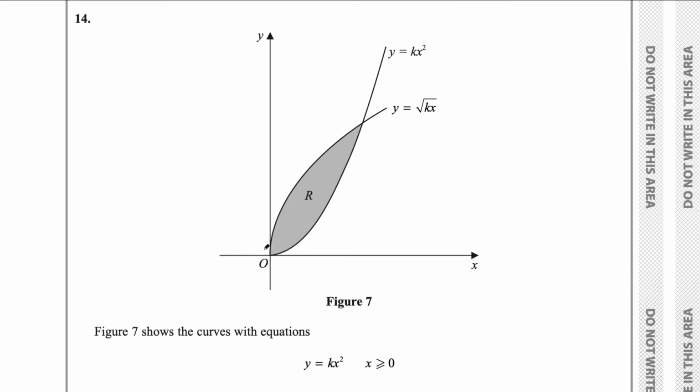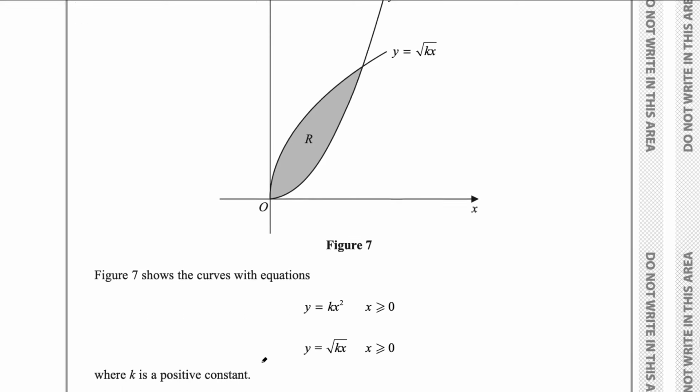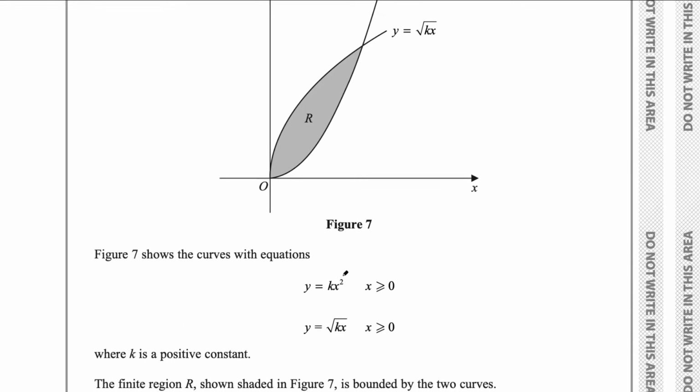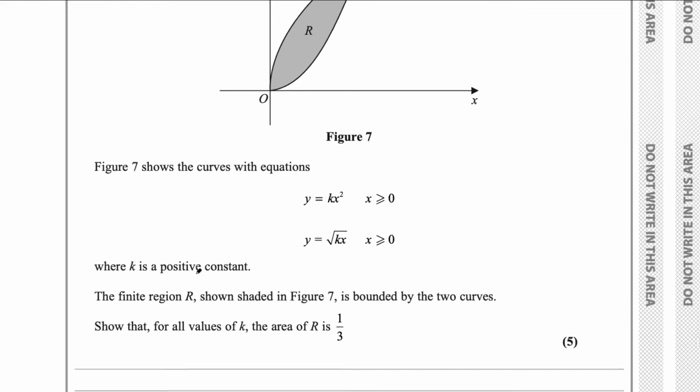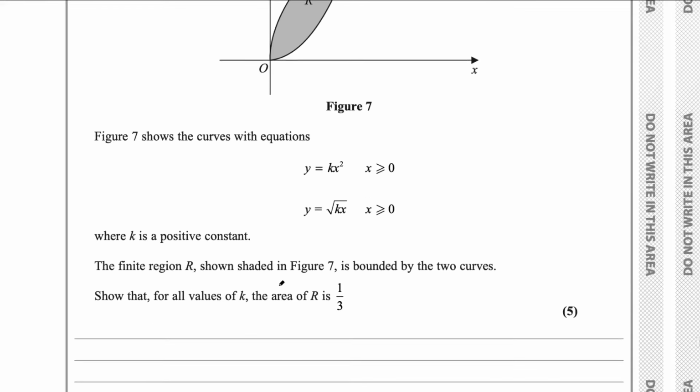Question 14 says figure 7 shows the curves with equations y equals kx squared and y equals the square root of kx, where k is a positive constant. The finite region R shown shaded in figure 7 is bounded by the two curves. Show that for all values of k, the area of R is a third.